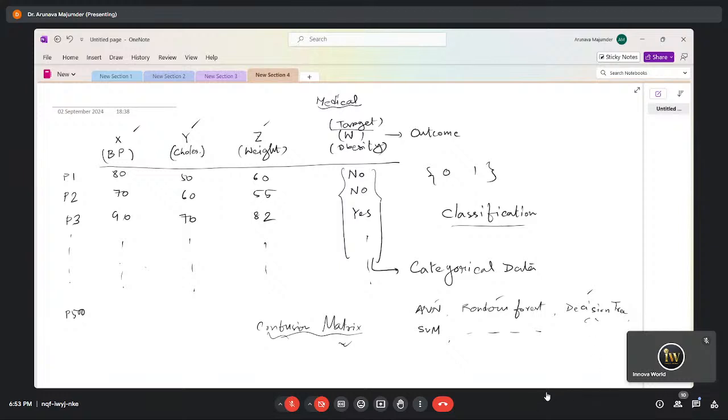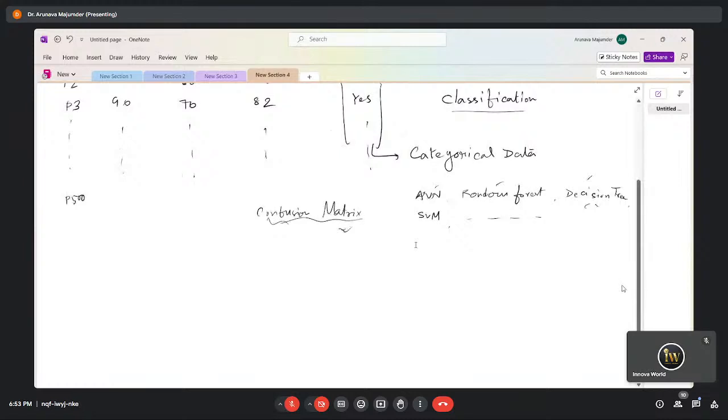So this is classification, where the outcome data is categorical. Now another type of data, which is generally used in aerospace, or to design optimal aerospace designs, is continuous data.